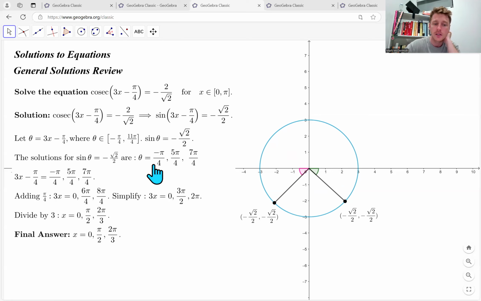Now these are 3 solutions for theta, and we need to find the solutions for x. So you've got 3x minus pi on 4, we're just substituting theta back in, equals all this. Add pi on 4 to both sides. So you get 0, 6 pi on 4, 8 pi on 4. Simplify. You get 0. 6 pi on 4 is just 3 pi on 2. 8 pi on 4 is just 2 pi. And then divide by 3. So you get 0, pi on 2, 2 pi on 3. And so those are your final answers there.